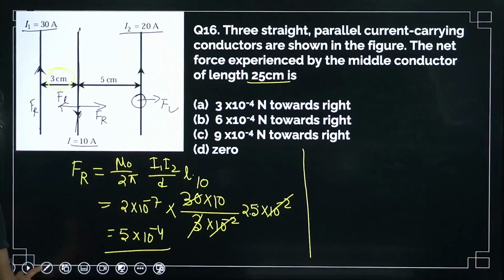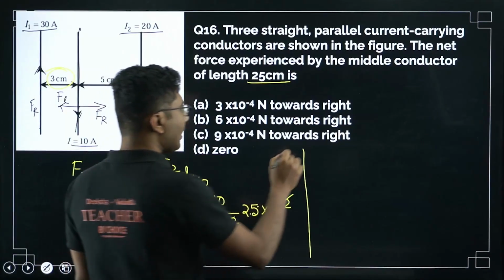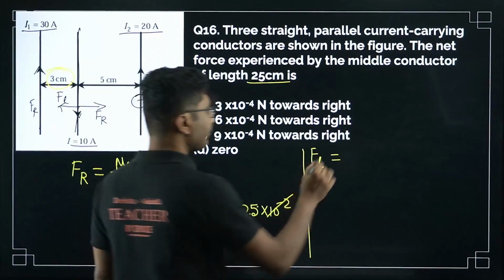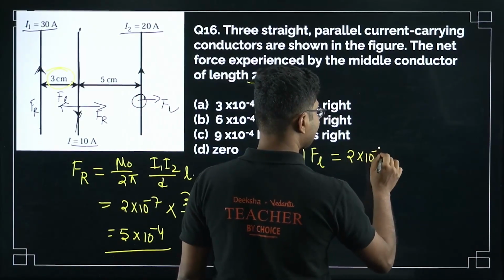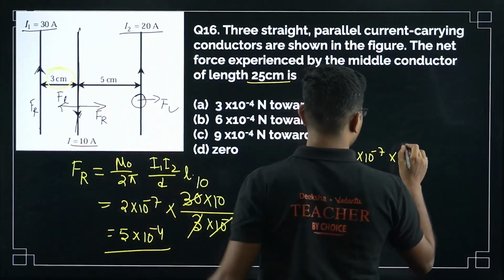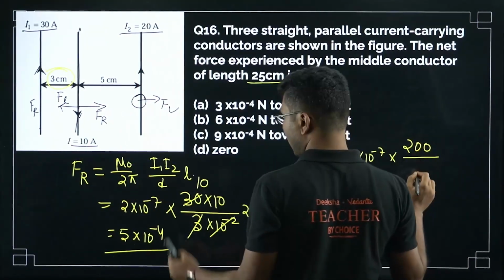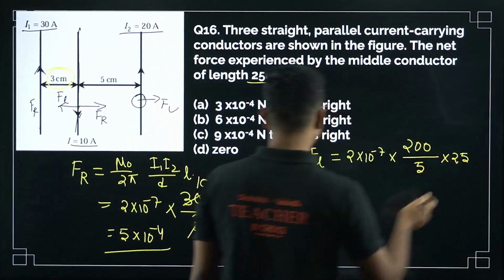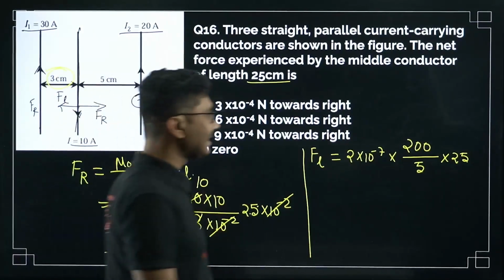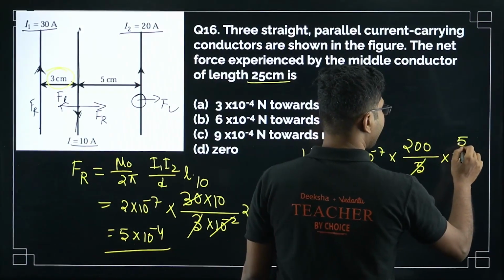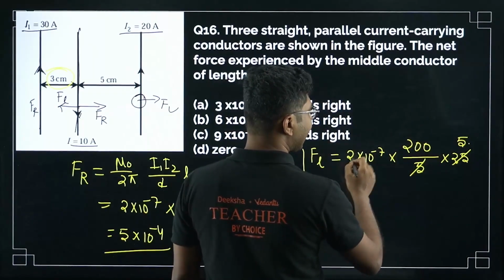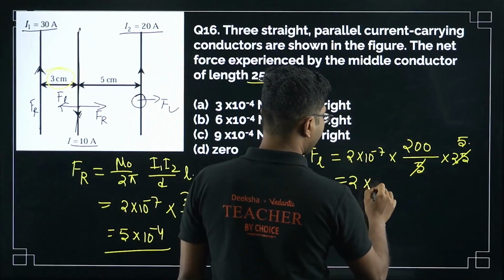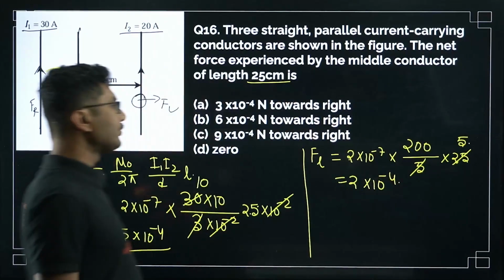Okay, now we have to calculate the force on the left. Same formula. Everything is the same, and since we have calculated it once, it will be easier for us. 2 into 10 to the power of minus 7, multiplied by 20 into 10, that is 200, divided by, on the division the distance will be 5, and on the top will be 25. 10 to the power of minus 2 I have not written because they will cancel anyway. So 5 5s are 25. Now 5 2s are 10, 10 into 200, 2000, means 2 into 10 to the power of minus 4.